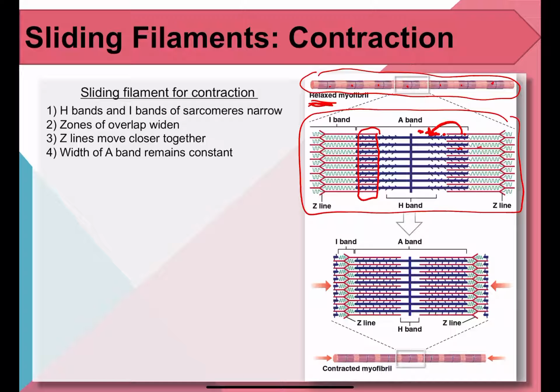So again, the zone of overlap is small, and you have a large H band, okay, because now the actin filament hasn't contracted in yet, okay? So you have all this space for the actin to move into to give you a muscle contraction. Z discs are far apart from each other when the muscle fiber is in that relaxed mode, okay?